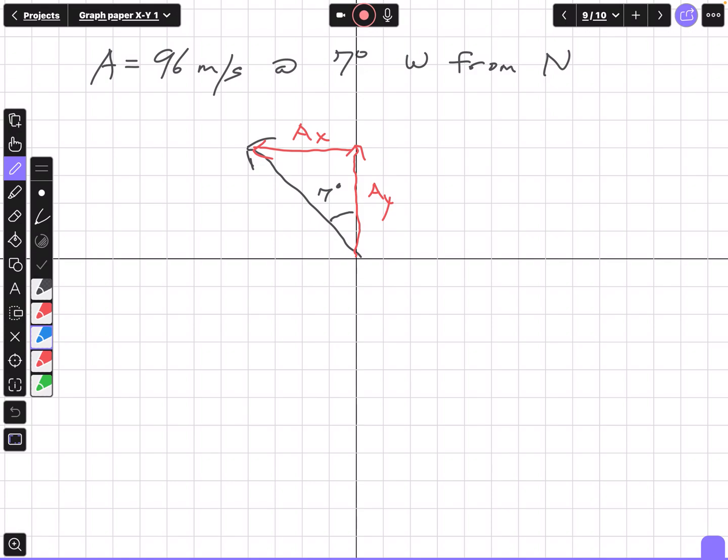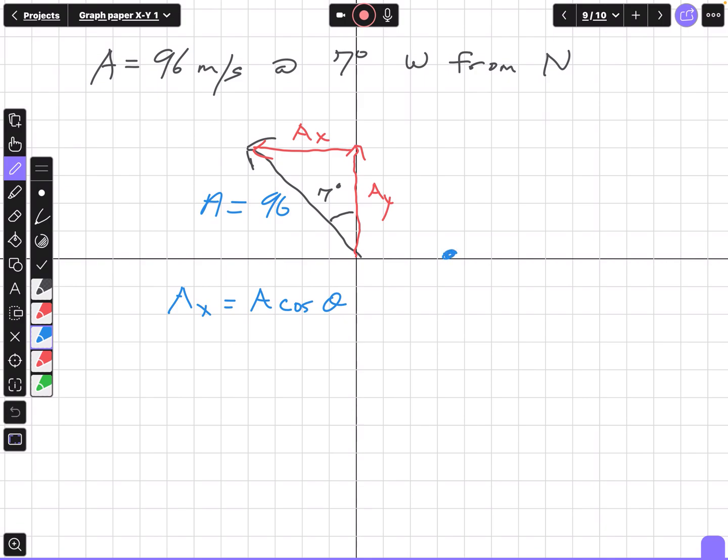Now I'm going to work the same problem using this method. I've already drawn the 7 degrees west from north vector, my y component, and my x component. And then I'm going to use my equations. My first one says AX is equal to A, which in this case is 96, times the cosine of theta. Now theta is what I've got to figure out.